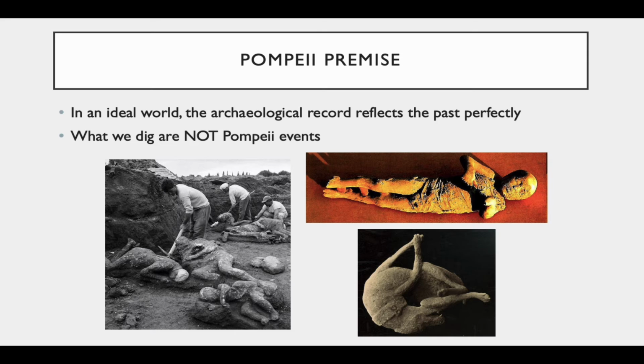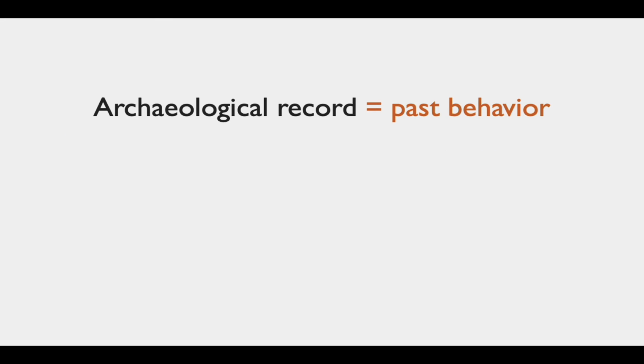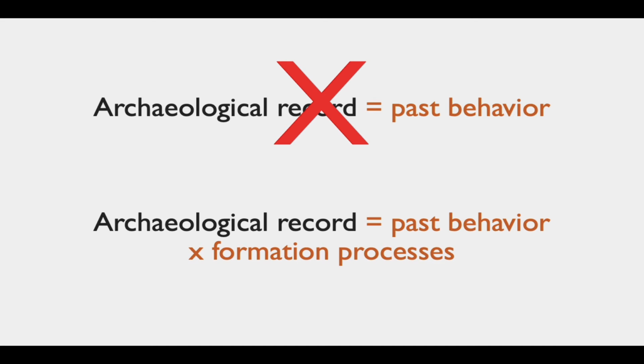Along those lines, it's important to introduce what's called the Pompeii premise, and this means that in an ideal world, the archaeological record would reflect the past perfectly, and that was the case at least in the site of Pompeii, where this massive volcanic explosion came through and preserved people, animals, their food, everything in place. Most often, though, what we dig are not these sort of Pompeii events. In this case, the archaeological record does not equal past behavior. Instead, the archaeological record equals past behavior times what we call formation processes.